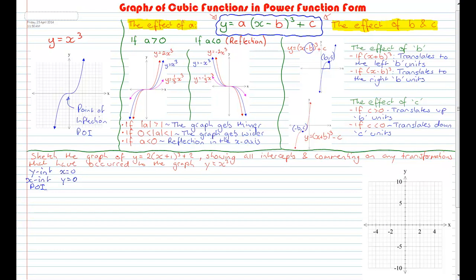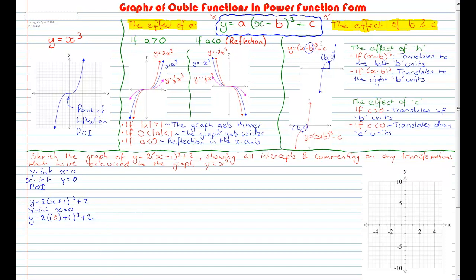So let's start off first of all by finding the y-intercept. Now we're going to write out the equation first. So we've got y is equal to 2(x + 1)^3 + 2, and to find the y-intercept we're going to make x equal to 0, so y-int, x is equal to 0, and we'll substitute that in now. So we've got y is equal to 2(0 + 1)^3 + 2, and instead of writing x I write 0 in brackets because I'm substituting in.